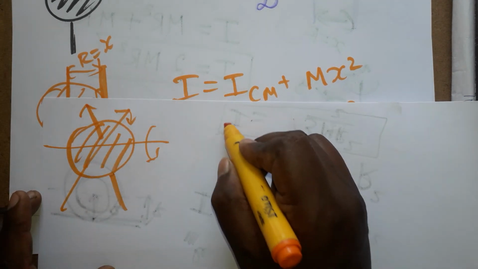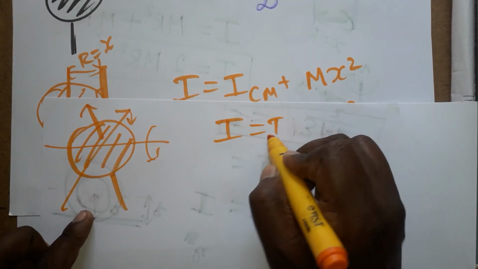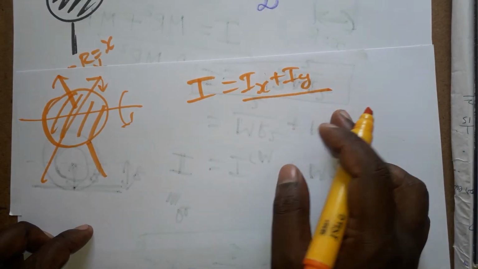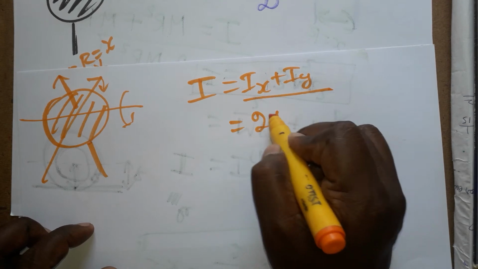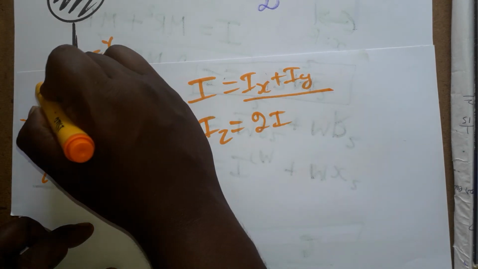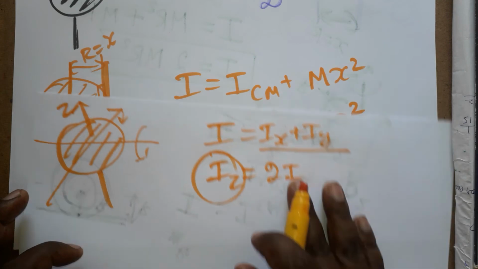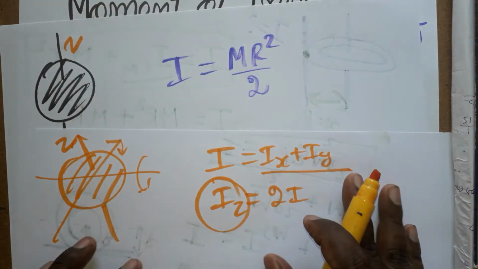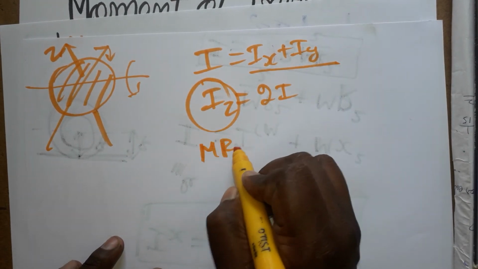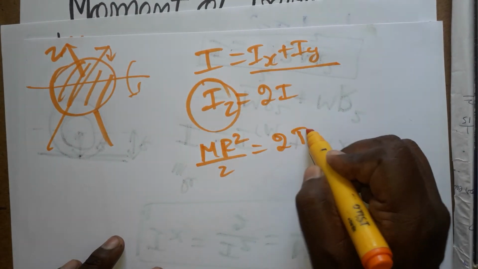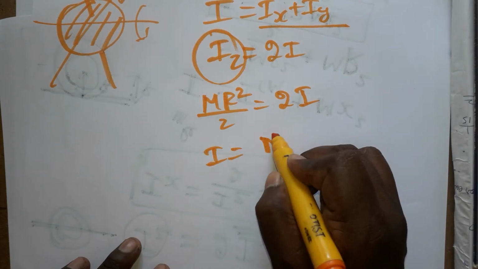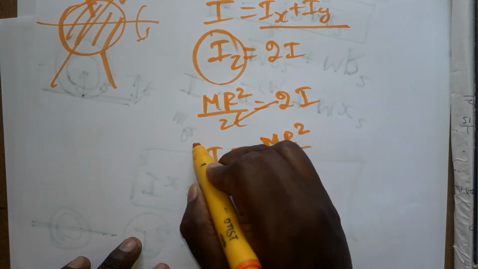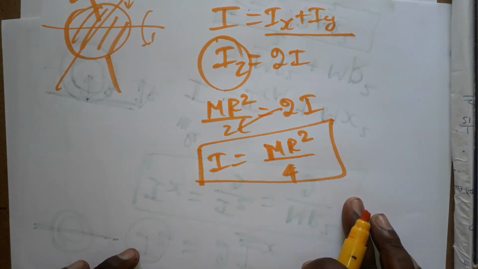As the same thing, by the perpendicular axis theorem, inertia is equal to inertia of x plus inertia of y. These two will be equal because when rotating about the two sides we get the same kind of inertia. So 2 times I is equal to the inertia at the z axis. The inertia at the z axis we already know is mr square divided by 2. So mr square divided by 2 is equal to 2 times I. So I is mr square divided by 4. The total inertia is mr square divided by 4.